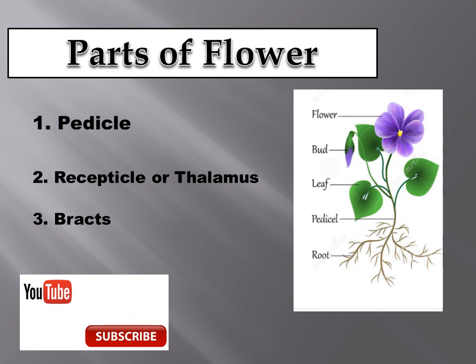What is receptacle or thalamus? The tip or end of the pedicel to which floral parts are attached is usually enlarged or swollen. This swollen or enlarged part of the pedicel is known as the receptacle or thalamus. Bracts are actually the modified leaves that are present on the flower. Initially, flowers are in the form of a bud, then they bloom into the full flower.